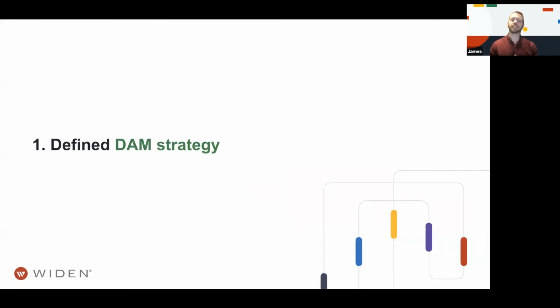First and foremost is a defined DAM strategy. Now, this one often gets overlooked, I think, because everyone comes in with a strategy to say, hey, we know why we want a DAM. We want that single source of truth. We want all of our content in one location, which is true. That is a strategy. That is something that defines what you're after. However, it is missing a lot of the key components of the successful strategy.